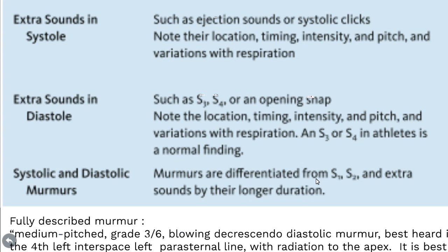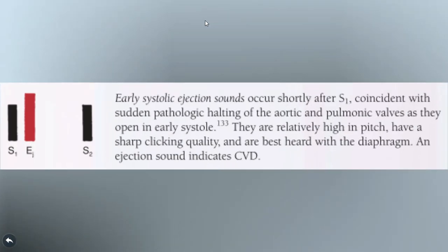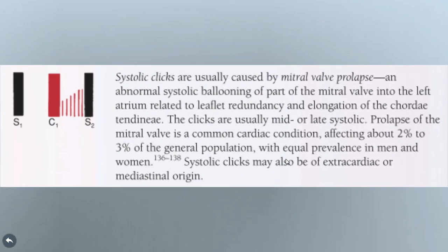Now, what's next is the extra sounds in systole, such as the ejection clicks and systolic clicks. Note location, timing, intensity, pitch, and variation with respiration. So, ejection sounds, systolic ejection sounds. The early ejection sound means after the first heart sound, there's a sound coincident with sudden pathologic halting of the aortic and pulmonic valve. Most of the time, this is associated with a congenital problem, like congenital aortic stenosis or bicuspid aortic valve.